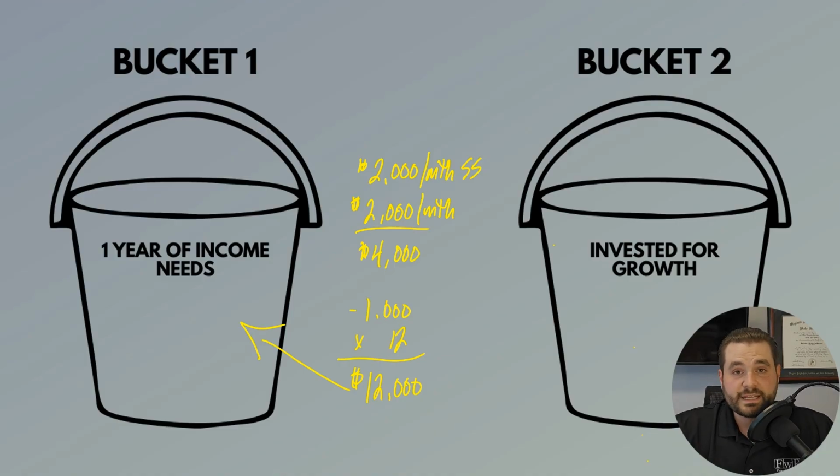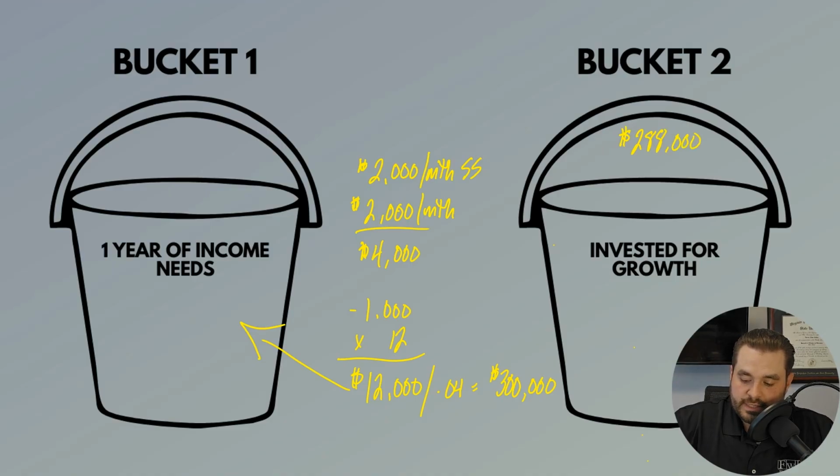Again, it's going to be sitting in cash. Now, if we're using the 4% rule, ideally, this $12,000 is 4% of your invested account balance. So if we divide the $12,000 by 4%, that's going to give us an account balance of $300,000. Again, this is total. So of the $300,000, we're going to take $12,000 of that, put it in bucket 1. The other $288,000, we're going to move over to bucket 2. So in bucket 2, we put in the $288,000.